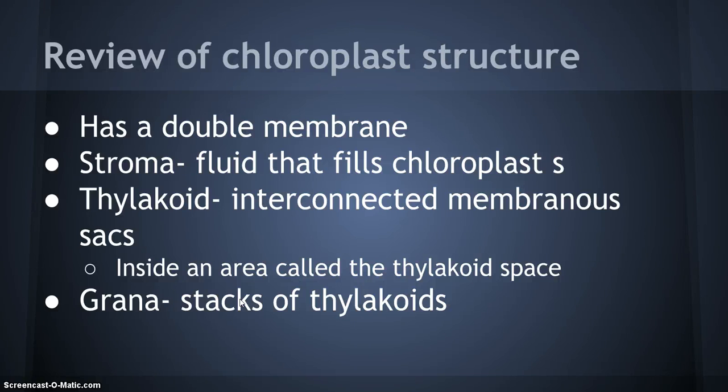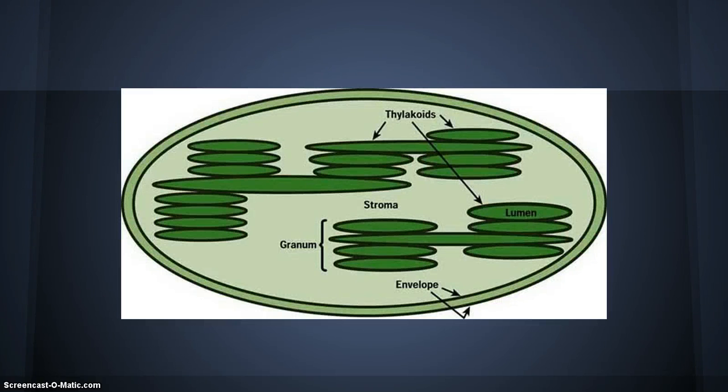So let's take a look at this. If we look at this here, we're going to see this is a double membrane. We have the full membrane here, and each individual one of these is a thylakoid. They're like the little pancake stacks that you're going to see inside of the chloroplast. And then we have the stacks of them. The stacks of them are going to be the granum. And finally, all that fluid around everything is the stroma.